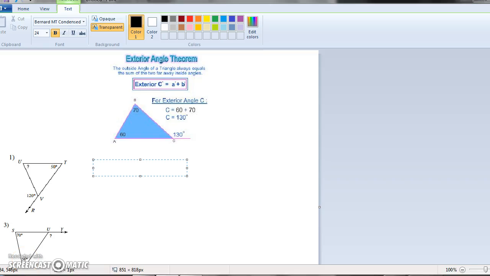Well, here it goes again. You sat down at the station, you saw a bunch of problems and a bunch of triangles, but you had no idea what to do. Well, here's your solution. It's the exterior angle theorem.